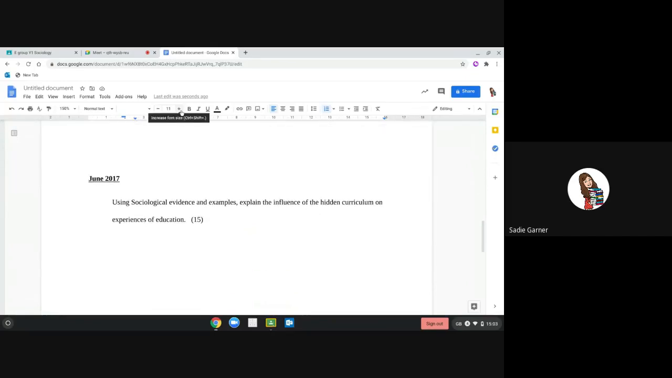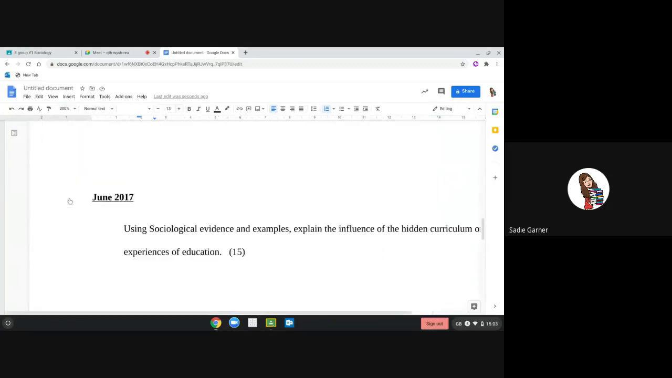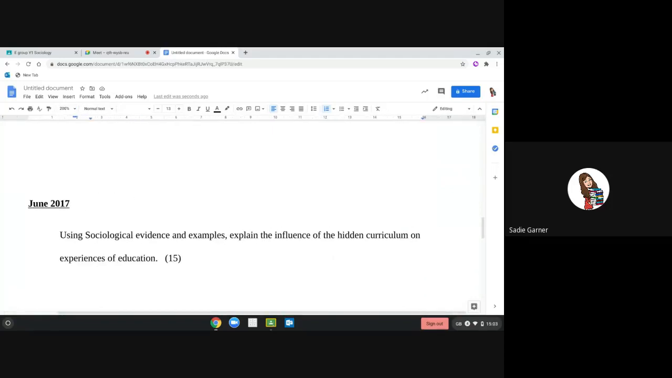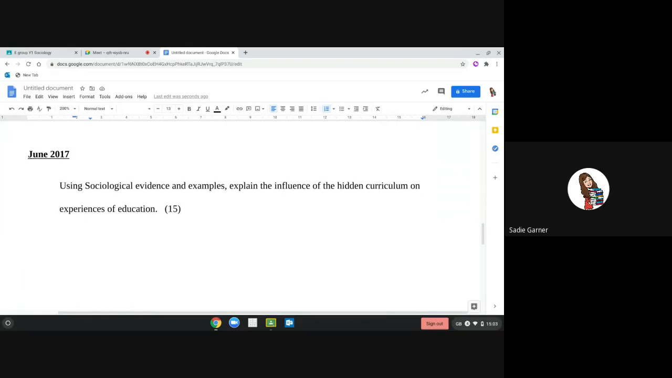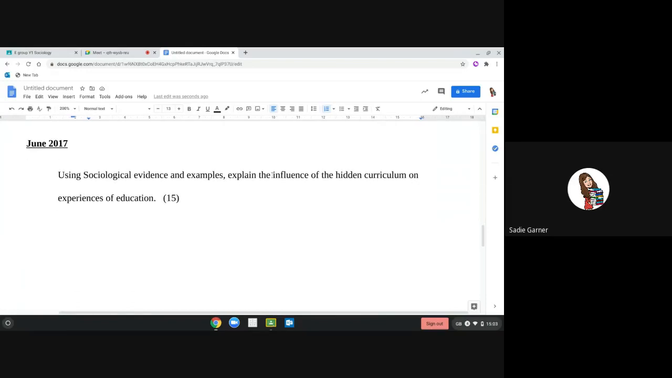The second question I want to look at is the 2017 15 marker. Again, you've got no choice with this one. You get what you're given. With a 15 marker you'll see the difference between your grades quite significantly. Using sociological evidence and examples, explain the influence of the hidden curriculum on experiences of education. This one's a bit wordy.